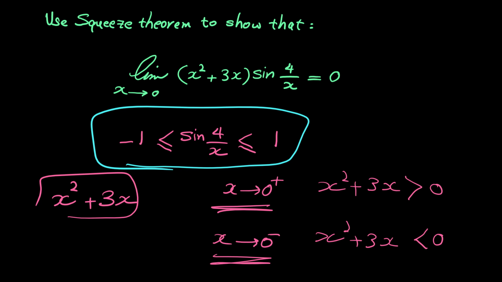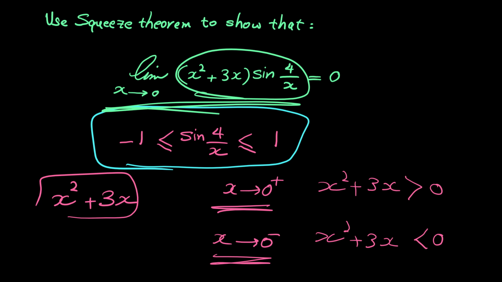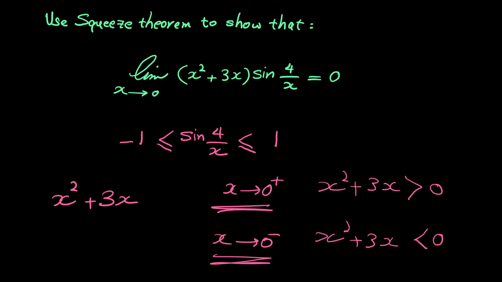And so for finding this limit, we have to find the limit of this expression once when x approaches 0 from the right, and once when x approaches 0 from the left. And let me clarify this for you. Why, when x approaches 0 from the left, is this expression negative? Because x squared plus 3x is basically x times x plus 3.